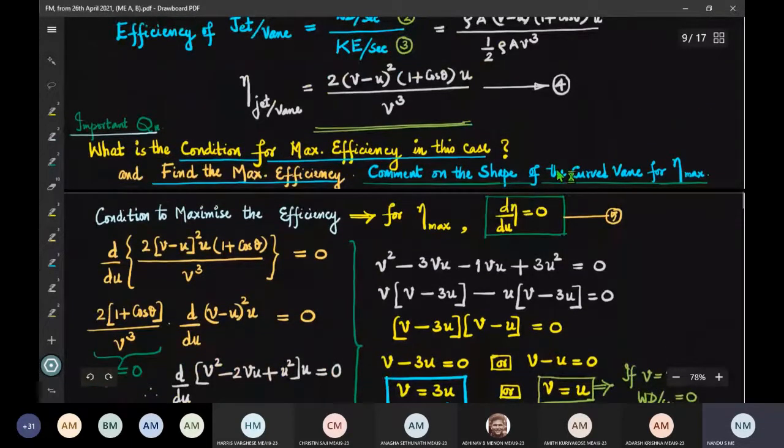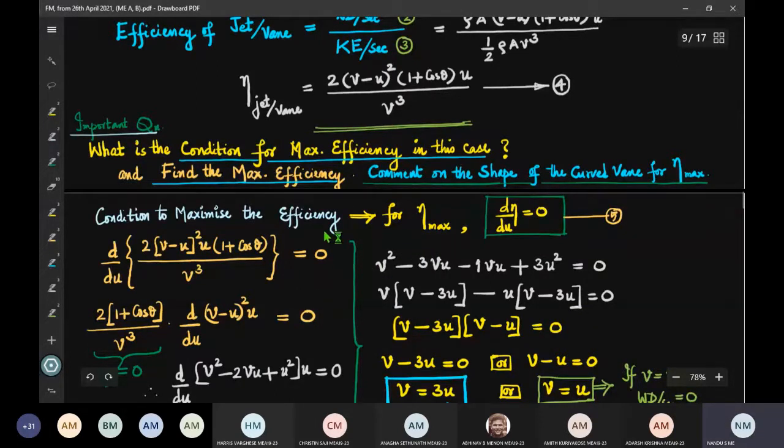Now the real question is, just like we have done in the case of the flat vane, what could be the condition for maximum efficiency in this case, and what is the value of maximum efficiency which you can achieve by using a symmetrical curved vane? So what is the condition for maximum efficiency in this case? That we will find out next. So in order to find out the condition for maximum efficiency, we take the help of differential calculus.